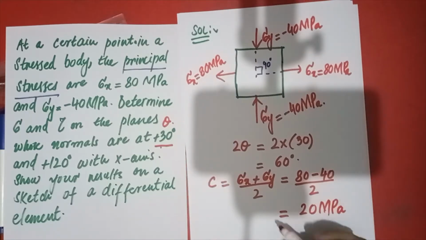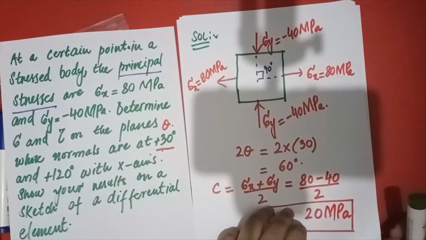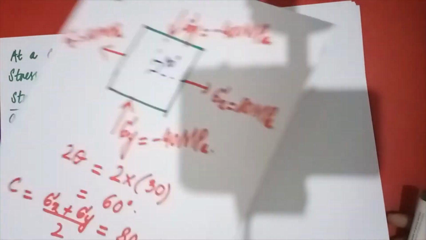Because your normal stress is in MPa, so it will be 20 MPa. So this is all about that. And now I am moving to find out the radius. And how can I find it out? Let me tell you. So let's have a look.